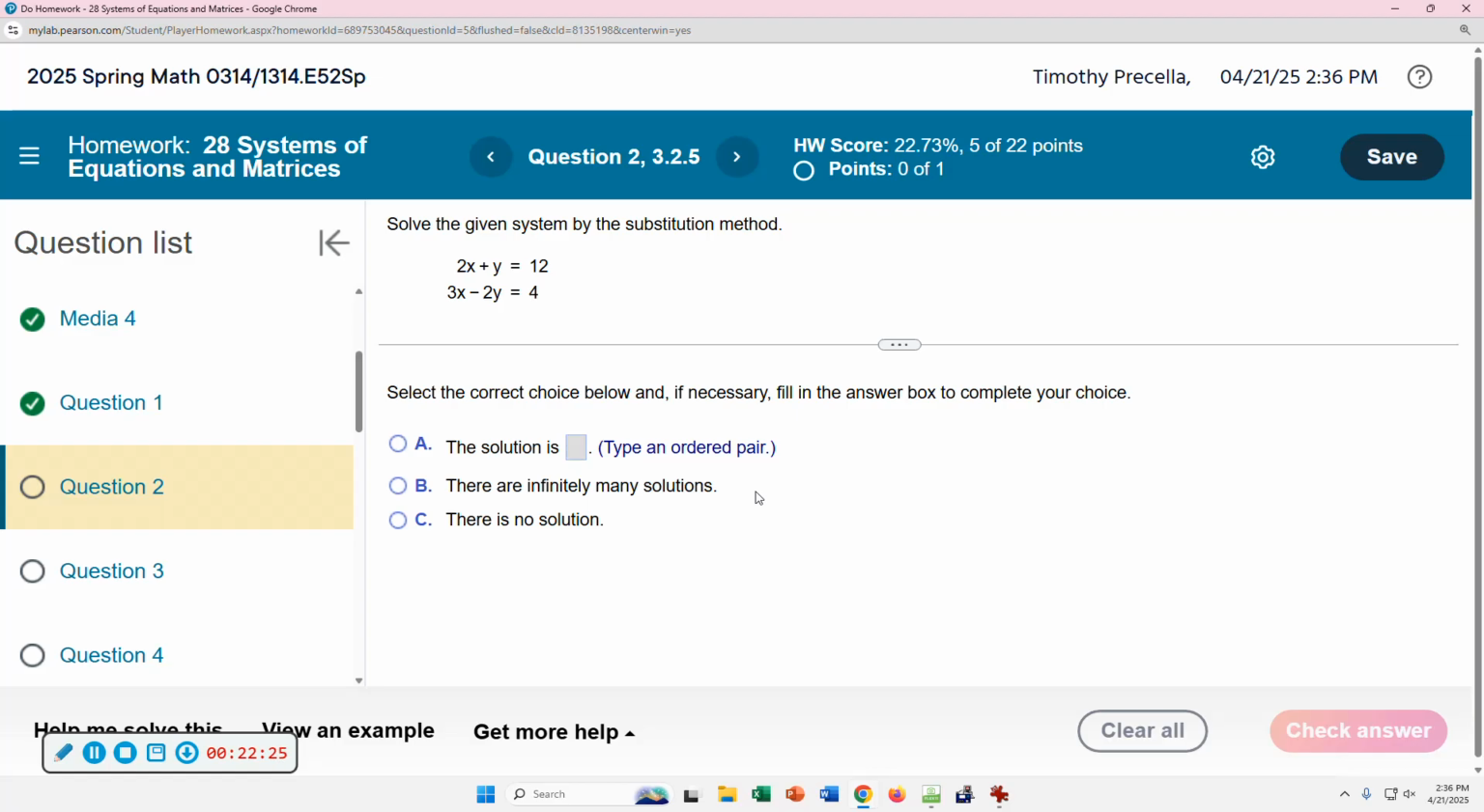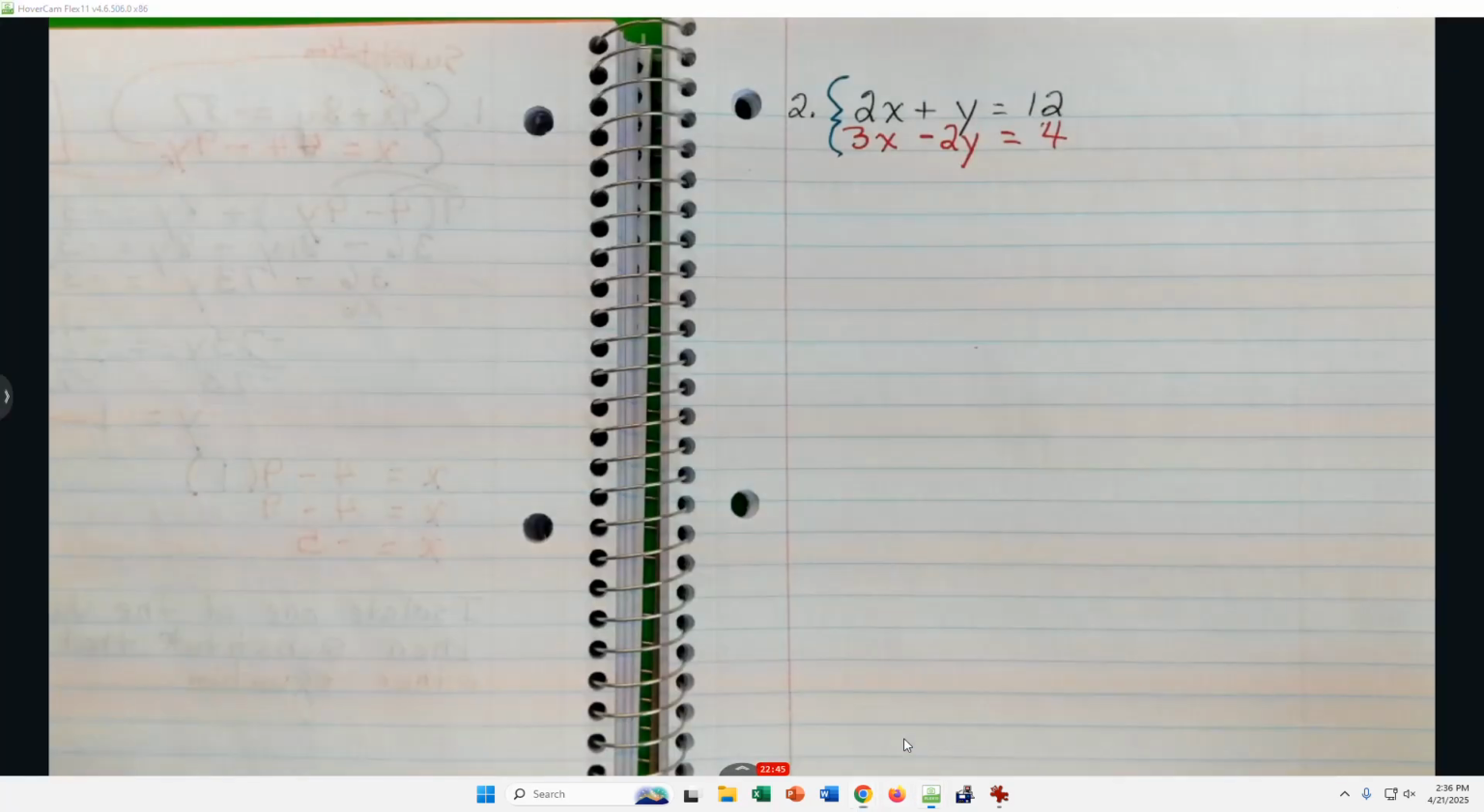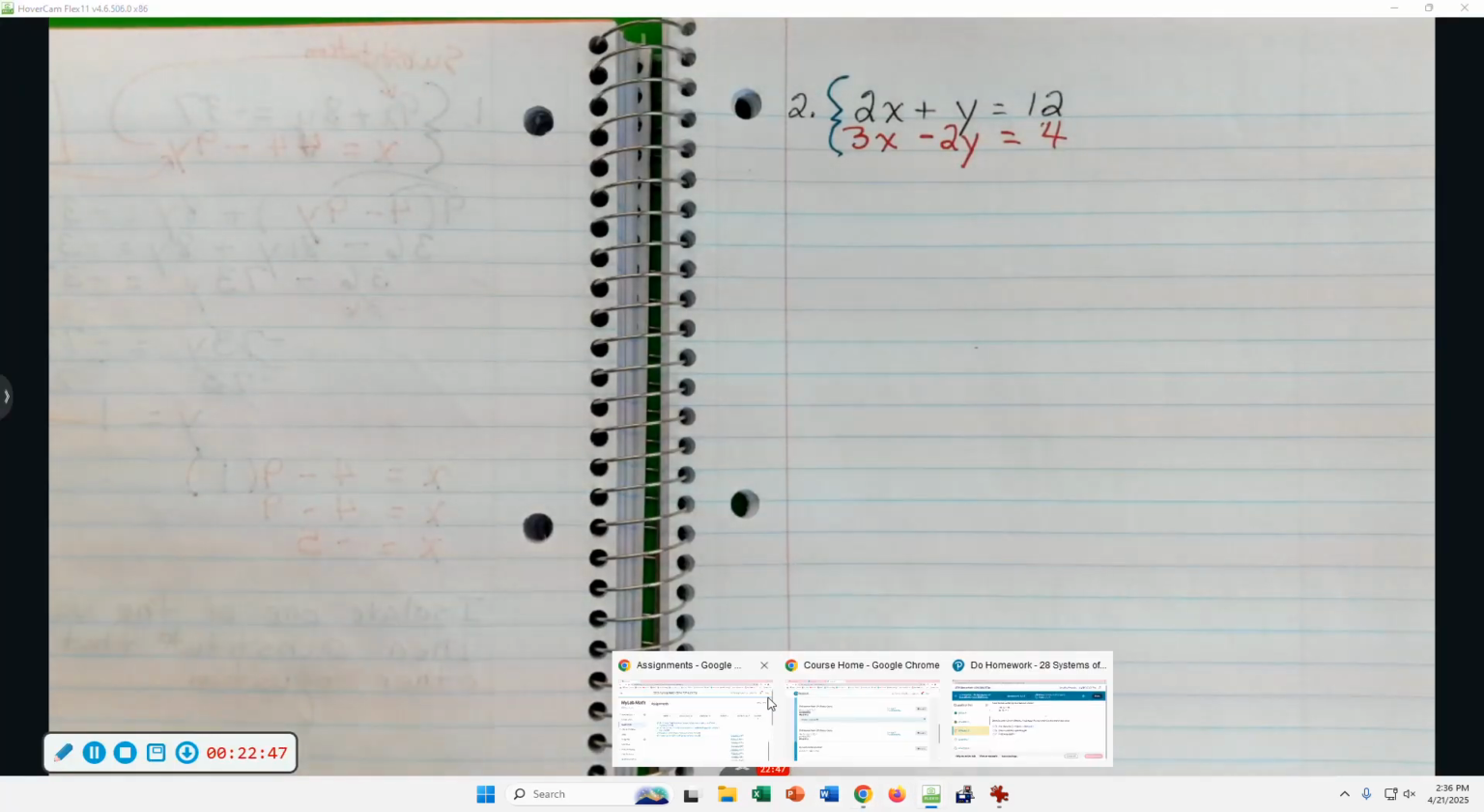3x minus 2y equals 4. And I'm going to put little braces around here just to indicate there's the two problems. Our goal is to write just one problem. Okay, one equation.